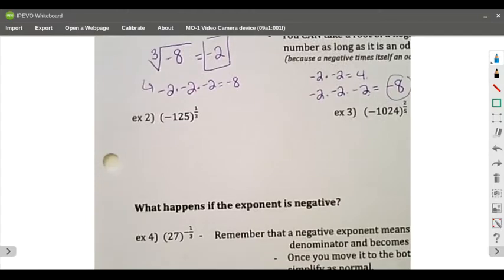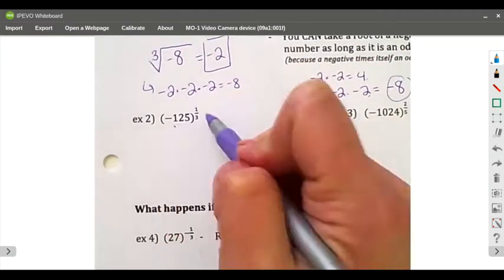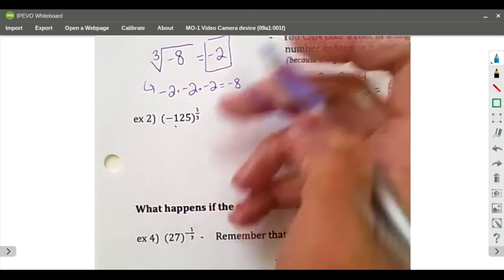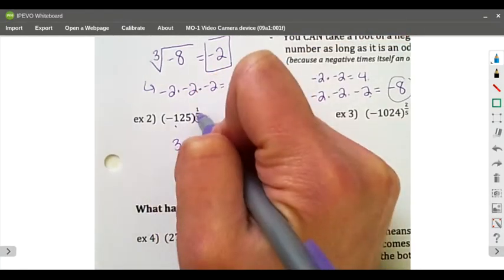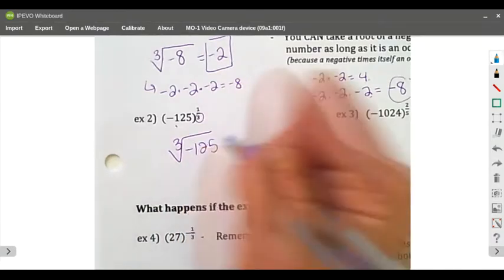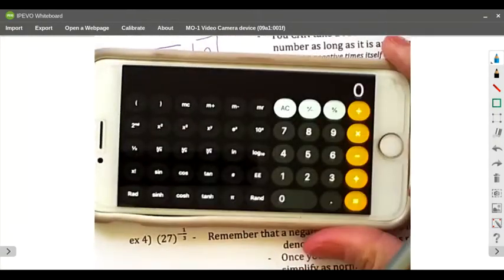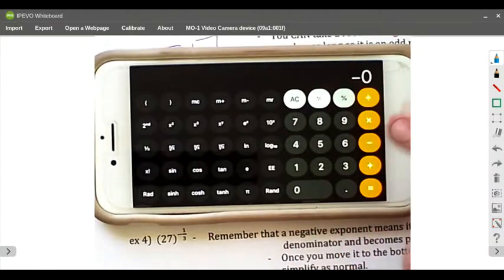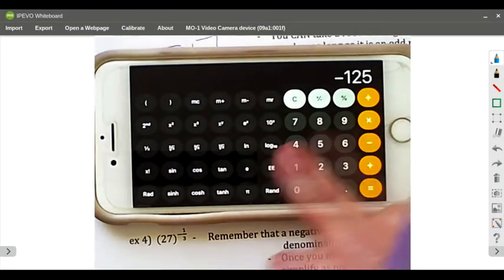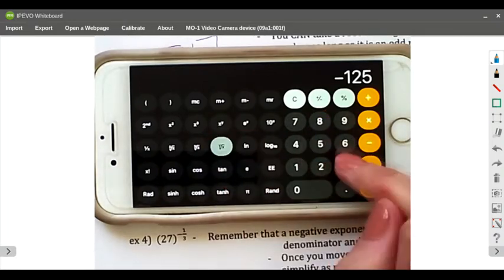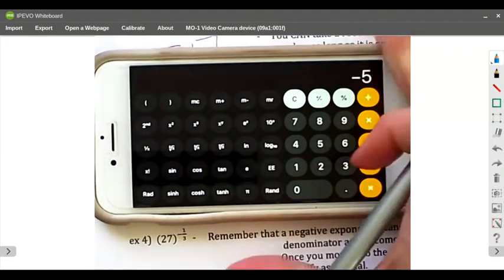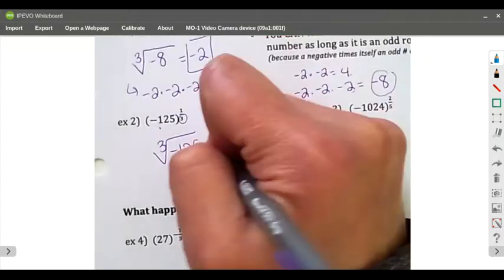Okay, let's do example 2. So this is -125 to the 1/3 power, which is really just finding the cube root of -125. So the 3 is still your root, and then it's -125 like that. Now, the only thing is putting this in your phone calculator is a little trickier. I didn't think there was a negative button on the calculator, but I just found it. So you would put in -125, and then we want the root button, and then 3. See, it's -5. All right, perfect. So it works on the phone calculator too.